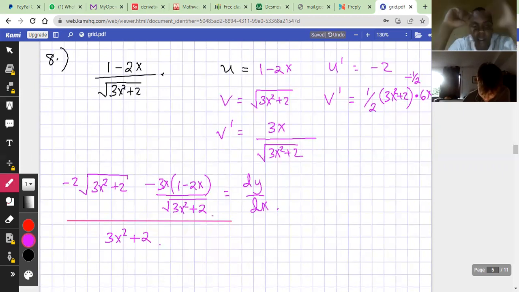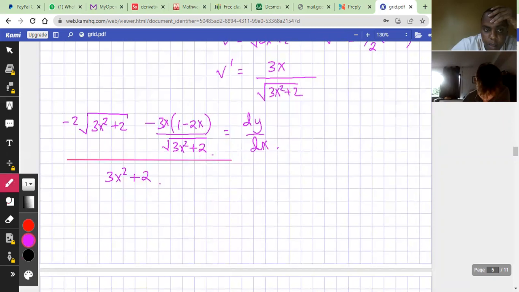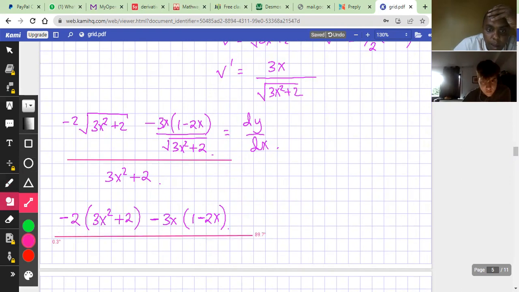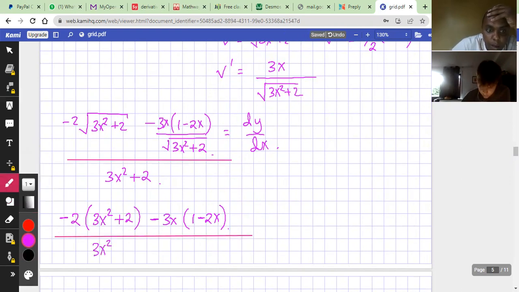Okay, so can we simplify the numerator? It's going to be negative 2 multiplied by the square root of 3x squared plus 2, and this is just going to be 3x squared plus 2, minus 3x times (1 minus 2x), divided by (3x squared plus 2) multiplied by the square root of the same, right? Yes.